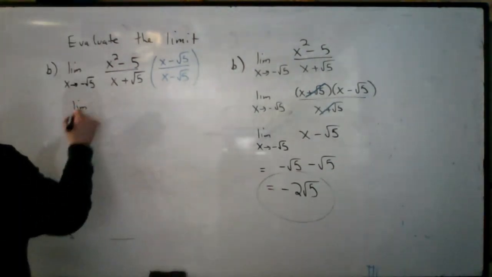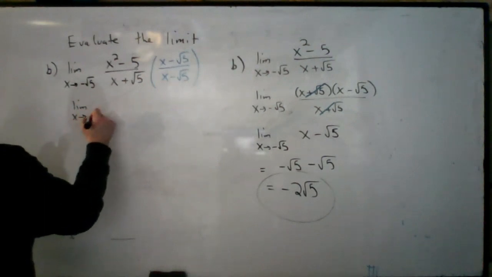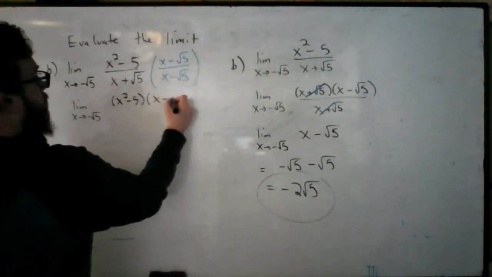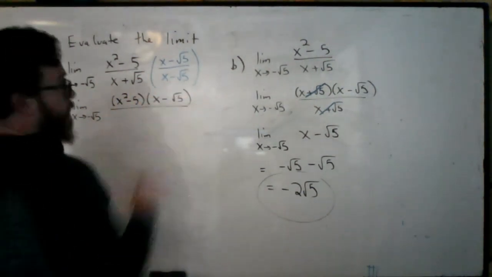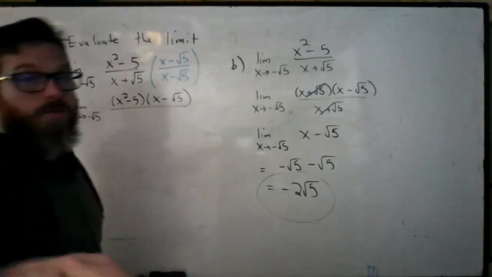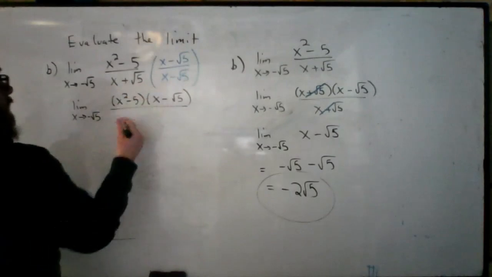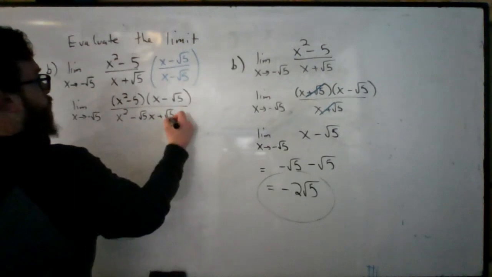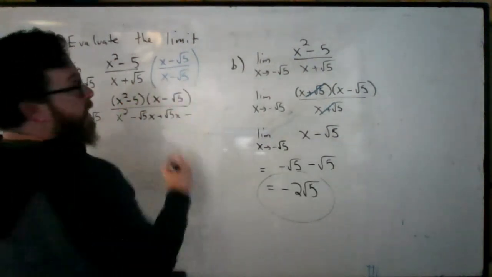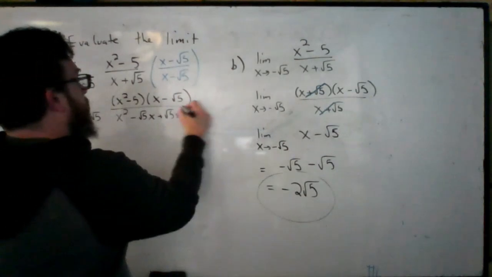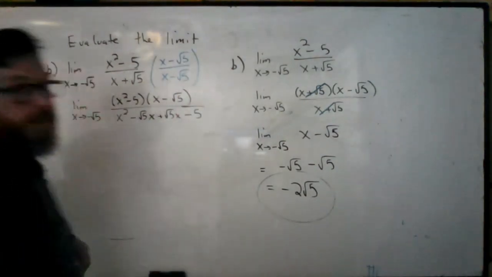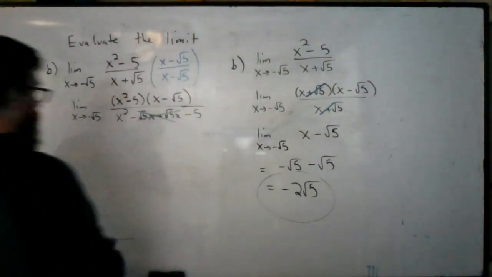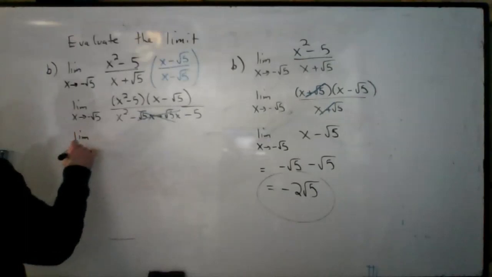So this is going to be the limit as x approaches negative root 5. Numerators are not conjugates, so I will not expand them. Leave them factored. But the denominators are conjugates, so when you FOIL these things out, x times x is x squared. Outside is going to be a minus 5 root x. Inside is a plus 5 root x. Root 5 times negative root 5 is minus root 25, which is minus 5. And the beauty of multiplying conjugates is that your inside and outside terms add to 0. So those are gone.